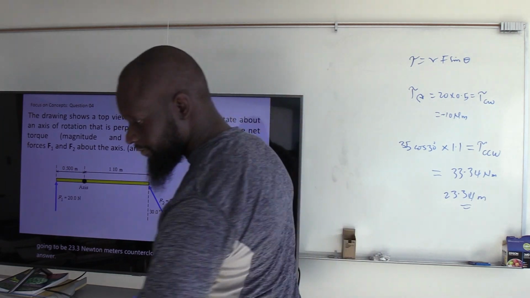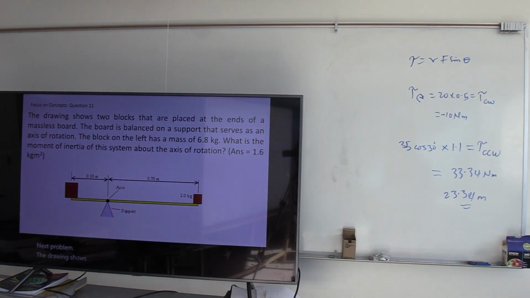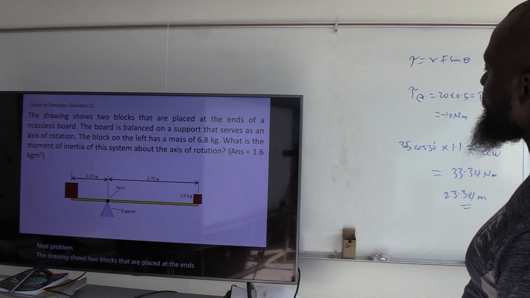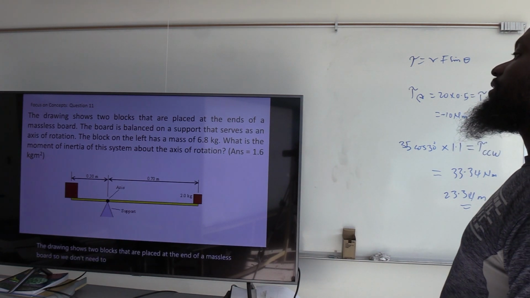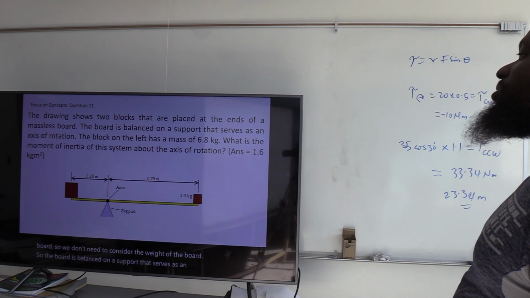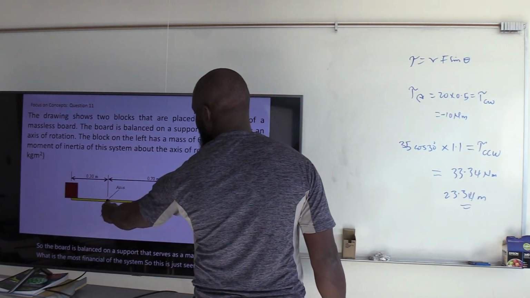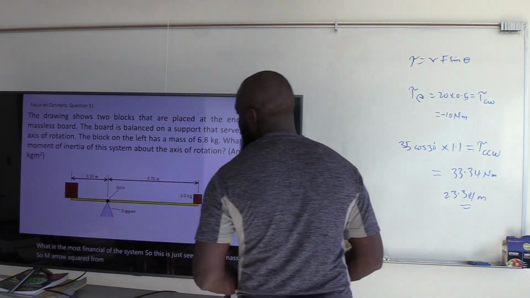Next problem. The drawing shows 2 blocks that are placed at the ends of a massless board, so we don't need to consider the weight of the board. The board is balanced on a support that serves as an axis of rotation. What is the moment of inertia of the system? So this is just seen as point masses, so m r squared from the rotation.